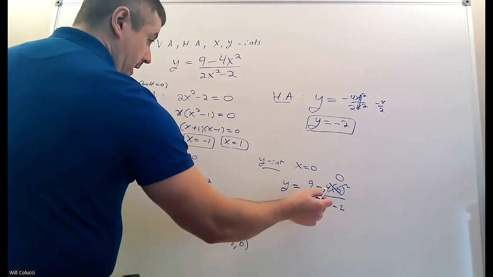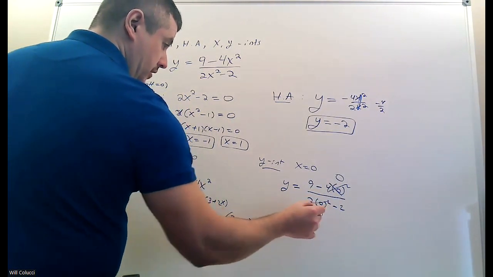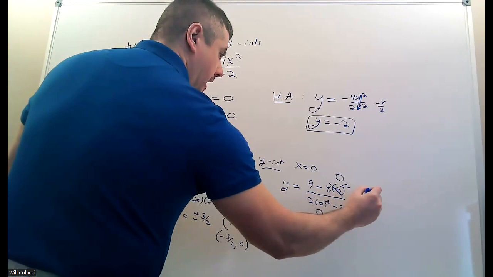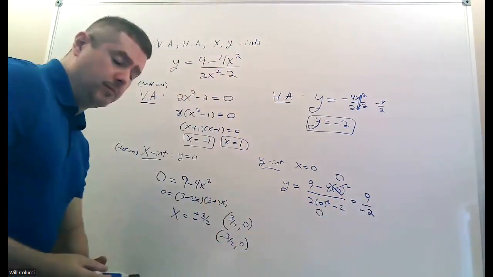0 squared is 0. 0 times 4 is 0. Same thing here. 2 times 0 is 0. So on top, you get 9. On the bottom, you get -2.